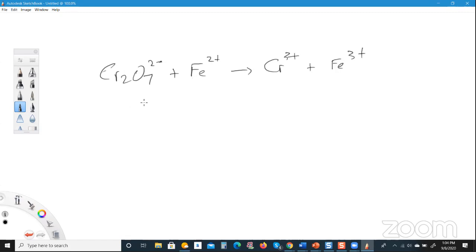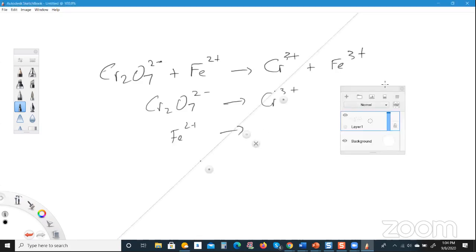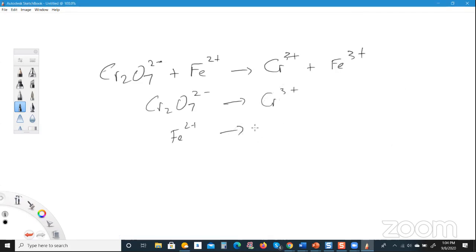So in this particular case, the way we separate it is that we write down the Cr2O7 2- to form Cr3+ and the Fe2+ to form Fe3+, all right? So that's the first step in this process. You separate this equation into two half equations, all right?